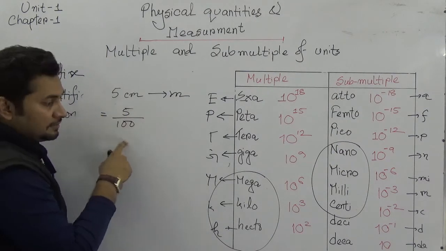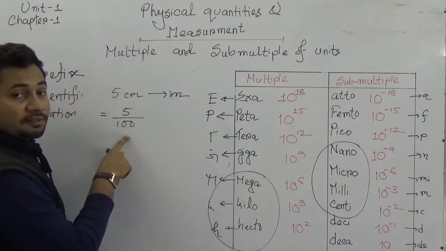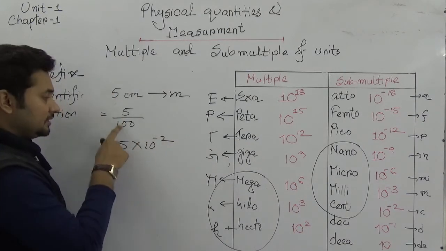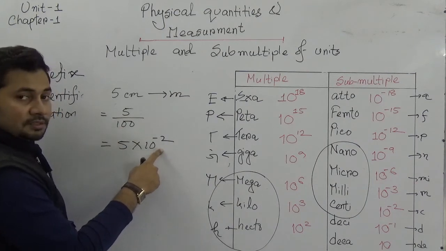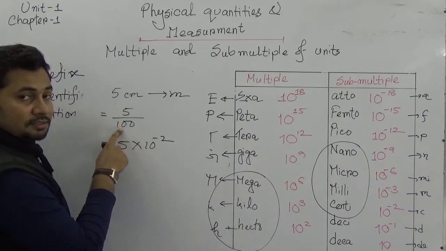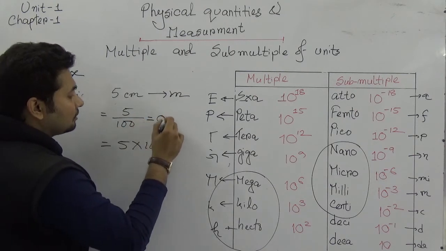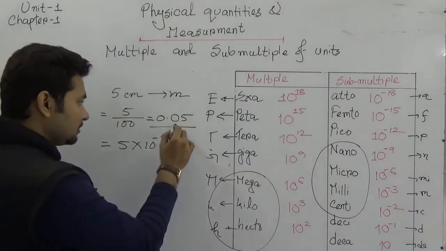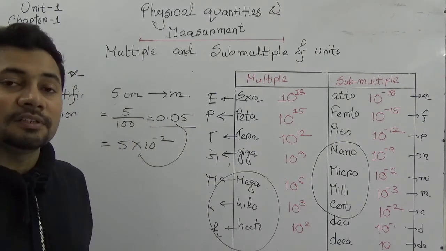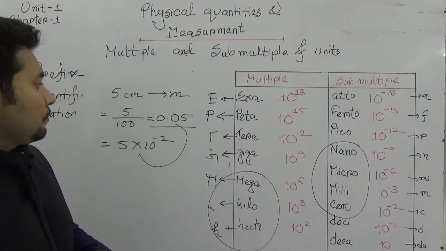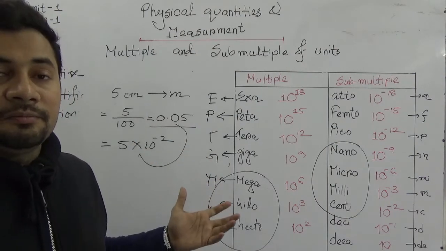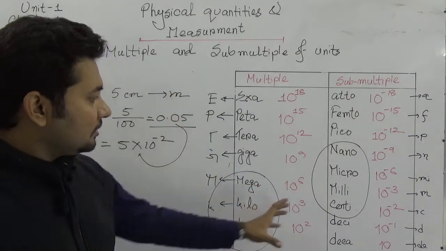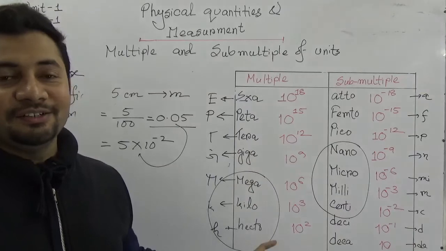Then the centimeter is divided by 100. So this centi is 10 to the power minus 2. So 5 centimeter is equal to 5 into 10 to the power minus 2, which is actually this one. So 10 to the power minus 2 means 2 zeros after 1. So 5 by 100 is 0.05. So this 0.05 is actually 5 into 10 to the power minus 2. This depends on your practice, how much you practice and how correctly you think, you can use this altering of units on your own.